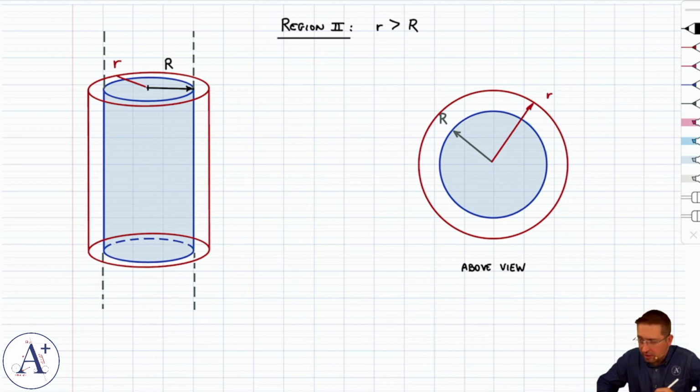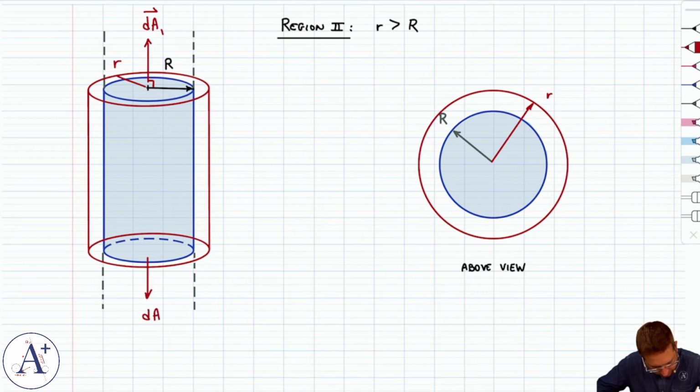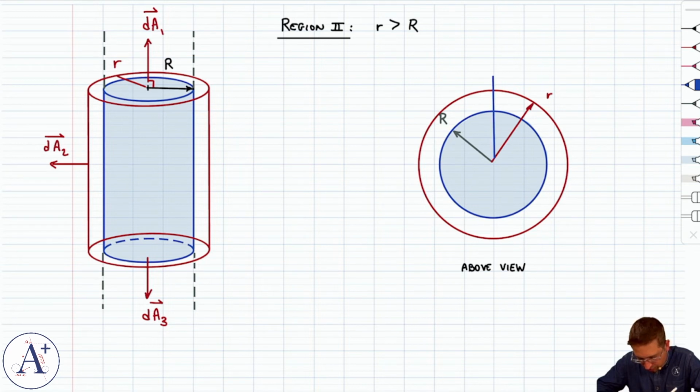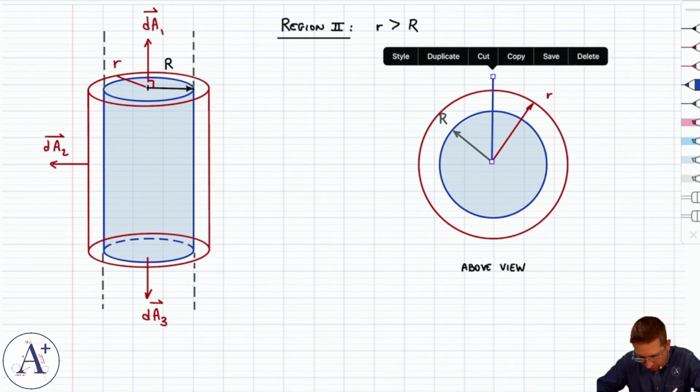Right. Now the reason you have to do two regions is actually because you are getting g on the surface of your Gaussian cylinder. So if you want g in region 2, the surface of your Gaussian cylinder has to live in region 2 versus living in region 1, which is what we just did. So, real quick again for consistency, we have dA1, dA2, and dA3. And, of course, for the exact same reasons, we only have flux through A2, through the cylindrical wall, not through the top or the bottom of the cylinder.